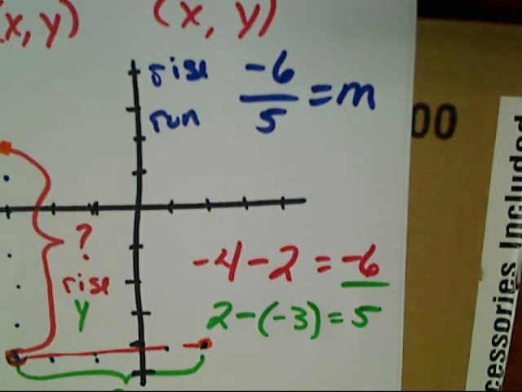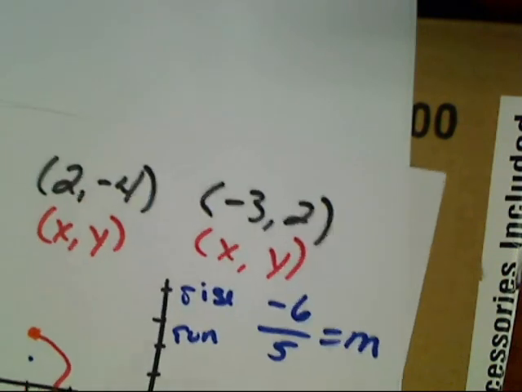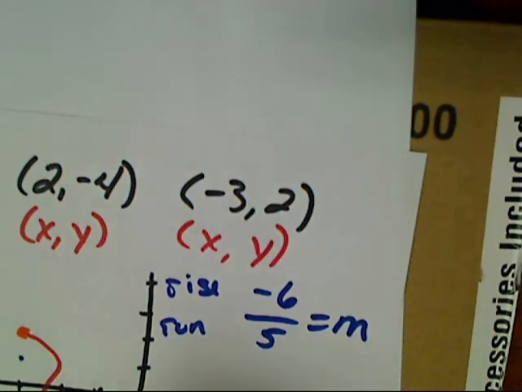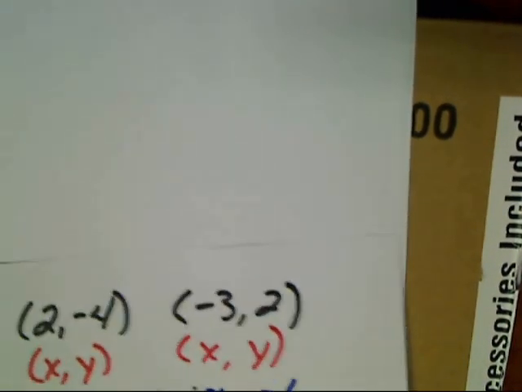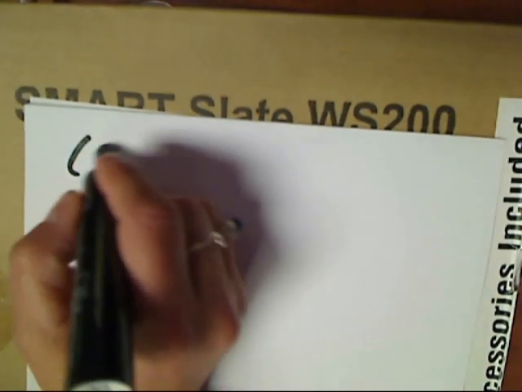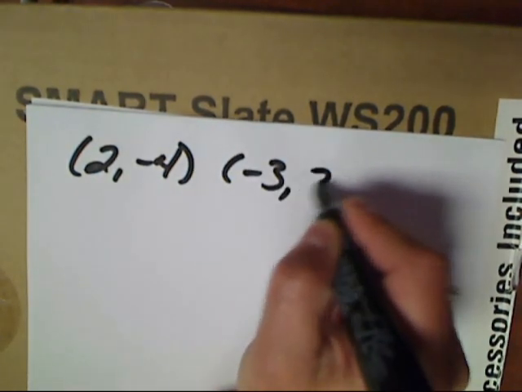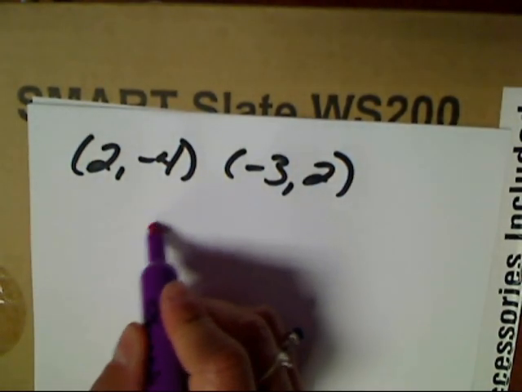Now, what happens if I would have decided to choose the other point instead? Here I started from -4 and I subtracted 2. What if I thought this was my first point and I subtracted that way? Would that change anything? Well, let me rewrite those points up here. We had 2, -4, and we have -3, 2. What if I thought the difference, or the distance, was from taking the 2 and subtracting the -4?